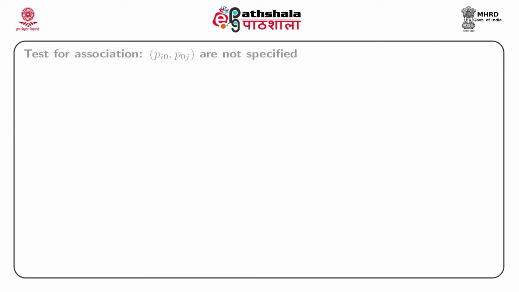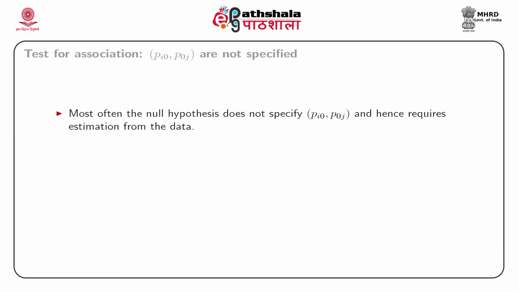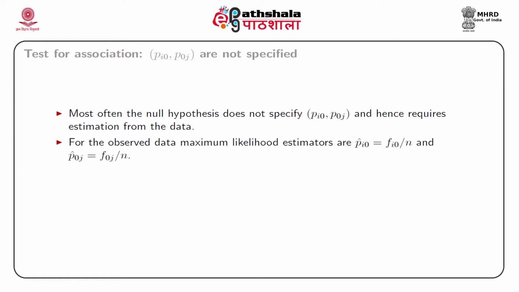But most often the null hypothesis does not specify Pi naught and P naught j, and hence we should estimate these unknown quantities from the data. For the observed data, the maximum likelihood estimators are denoted by P hat i naught, which equals Fi naught divided by n, and P naught j hat defined by F naught j by n. So actually we are estimating marginal probabilities by marginal total frequency divided by total frequency.